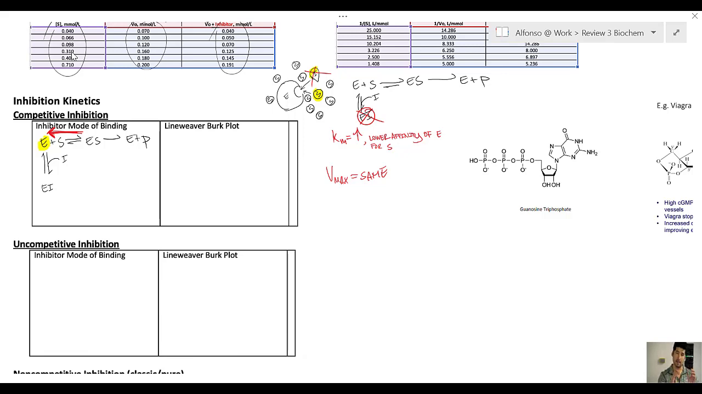All right, so what does this mean? If the inhibitor and the substrate are both competing for the same active site, this means that the inhibitor and the substrate must look similar, at least in some respect. So I'll make a note right here. The inhibitor must resemble the substrate.